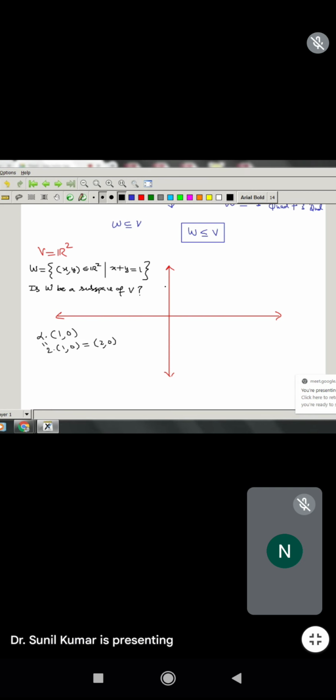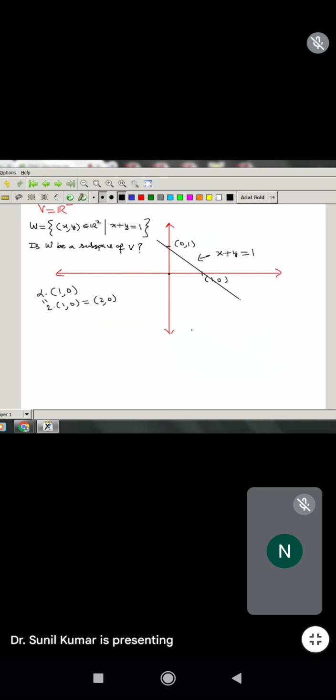Now, how we can plot this x plus y equal to 1? If we take x to be 0, y to be 1, it is 0 comma 1. If we take x to be 1, y to be 0, the point lies here. And if we draw a line, so this is a line, right? x plus y. So it is not a vector space.